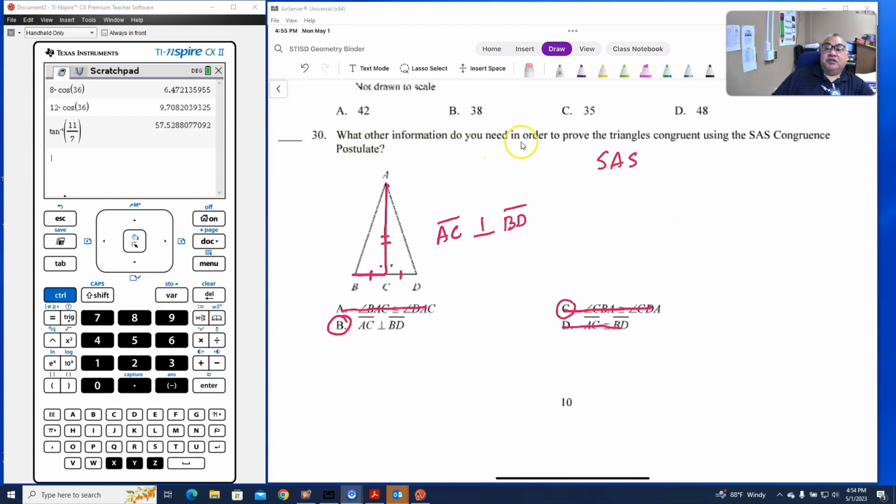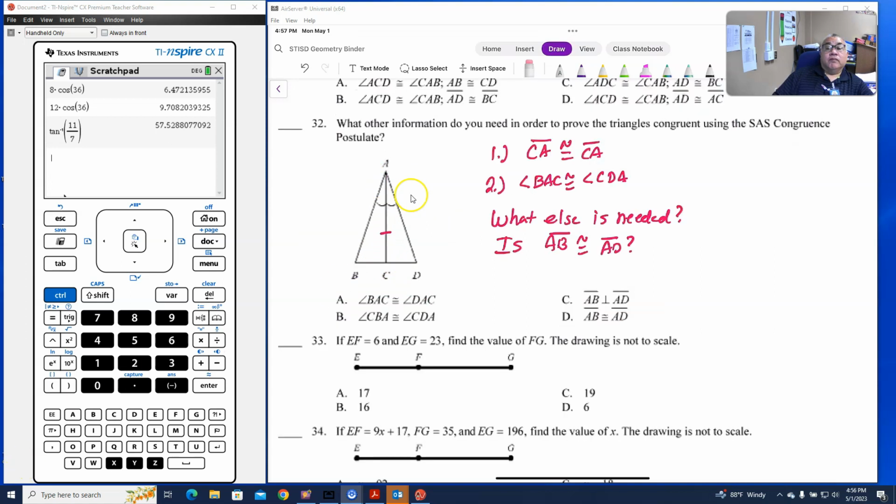What other information do you need in order to prove triangles congruent using side angle side? Side angle side means that the corresponding sides have to be congruent, which these two are. They do share a side in common. So the only thing we need to know is, are these 90-degree angles? Because if they are, then we can use side angle side. So that's why I decided to use answer B. We have to check if AC is perpendicular to BD, because if they're perpendicular, it forms a 90-degree angle.